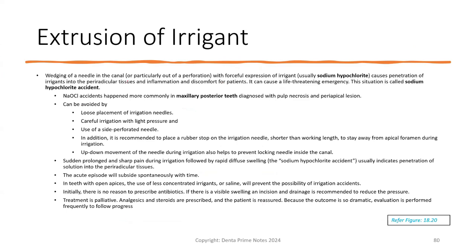Again, an important one. Wedging of a needle in a canal, or particularly out of the perforation, with forceful expression of irrigant, usually sodium hypochlorite, causes penetration of irrigant into the periradicular tissue and inflammation and discomfort for the patient. It can cause a life-threatening emergency, usually called a sodium hypochlorite accident. It happens most commonly in the maxillary posterior area diagnosed with pulp necrosis and periapical lesion, but it can be avoided by loose placement of irrigation needles, careful irrigation with light pressure, and use of a side perforated needle. In addition, it is recommended to place a rubber stop on the irrigation needle shorter than working length to stay away from the apical foramen during irrigation. Up-down movement of the needle during irrigation also helps to prevent locking the needle inside the canal.